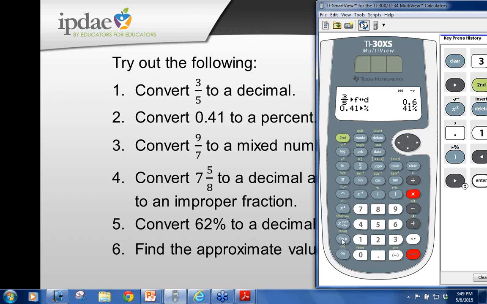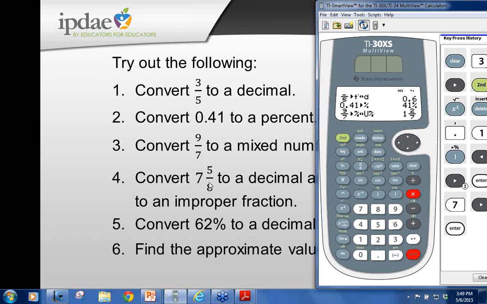9/7, we're going to convert this to a mixed number. So let's do that again. 9, you press the ND button, it puts it in the numerator. And then 7, you can go over. And then you can press second and this one right here, the 10 to the n. See, that's a common fraction converted to a mixed number. Okay, so let's enter that. So that's 1 2/7.